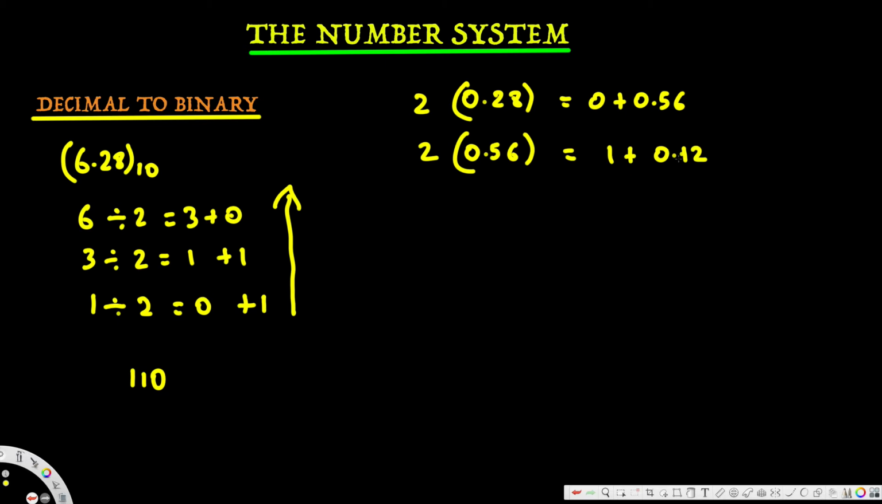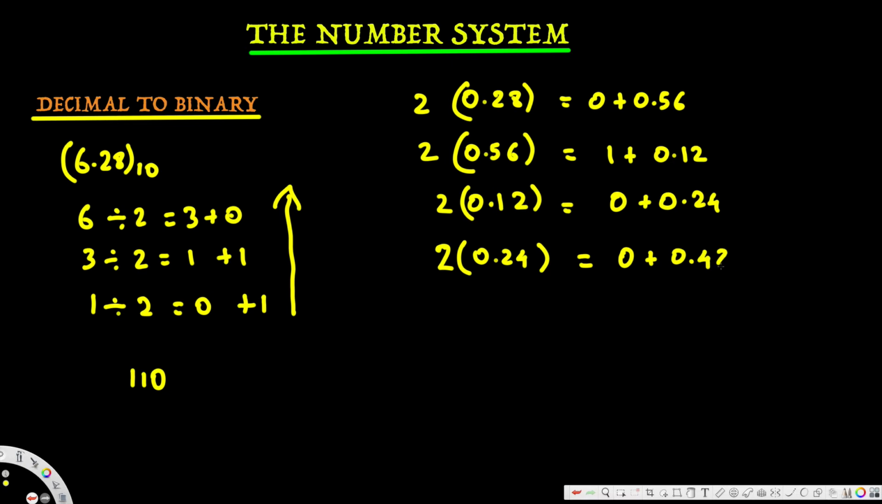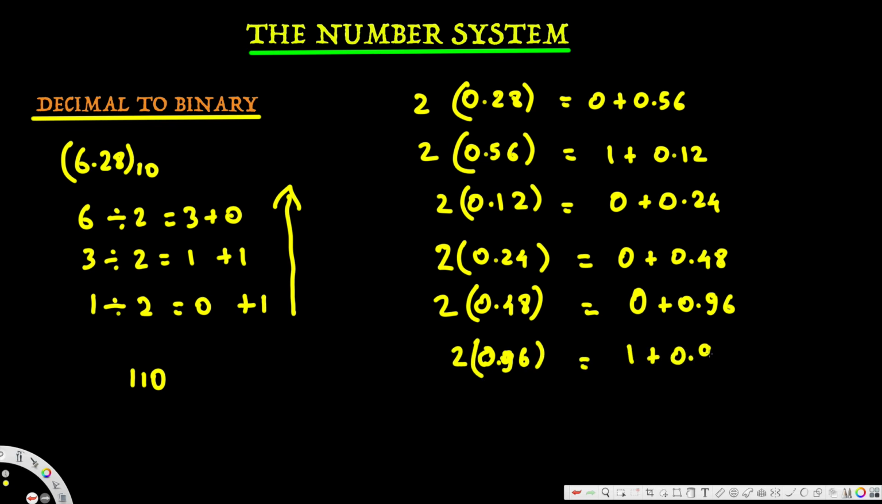And then we take this fraction part and multiply again by 2, that gives us 0 plus 0.24. Again we take 0.24 and multiply by 2, that gives us 0 plus 0.48. Again we multiply by 2 and that gives us 0 plus 0.96. And then 0.96 multiplied by 2 gives us 1 plus 0.92.